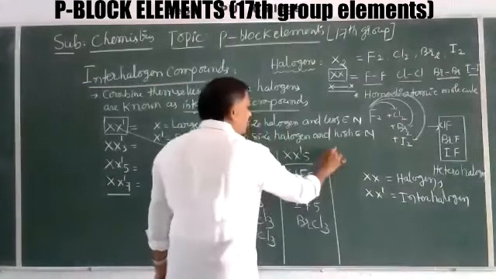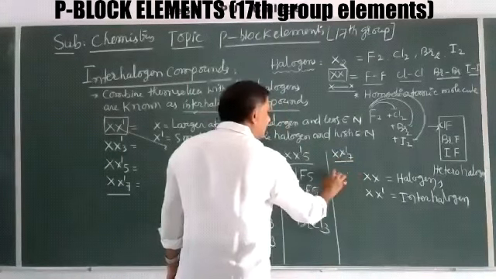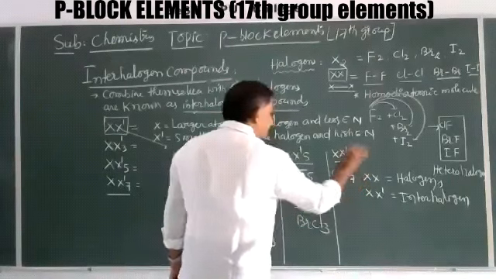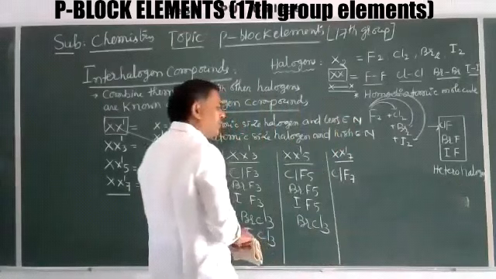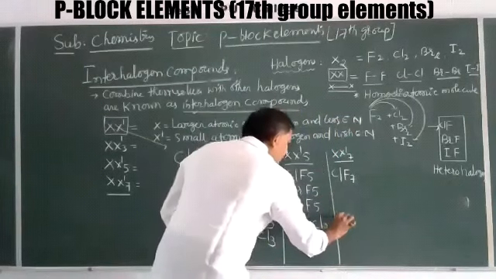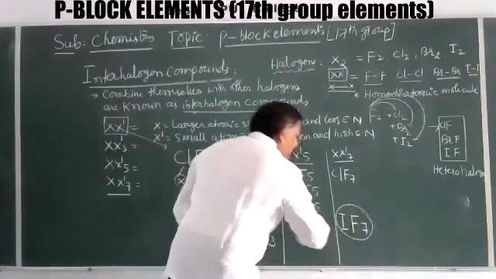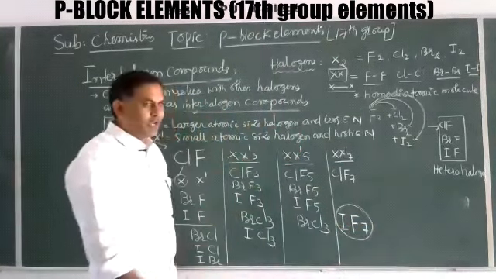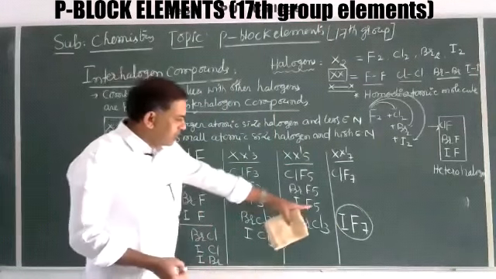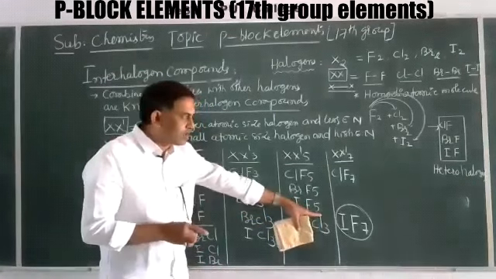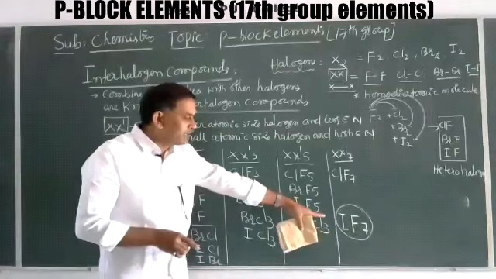Now generally for XX'7, in this case we can take ClF7, BrF7 and so on, like IF7. IF7 is very, very important. In first year chemical bonding, it is used to explain the octet electronic configuration: around iodine 14 electrons are there. It does not obey the octet electronic configuration, as beyond 8 electrons are present.